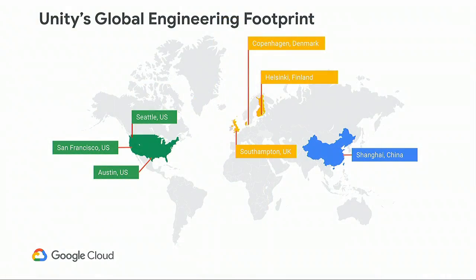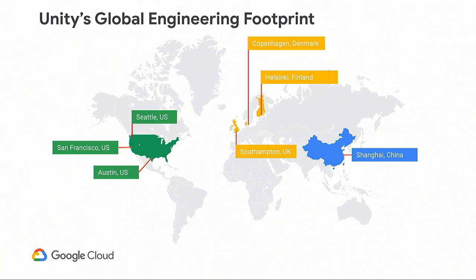But before all this magic actually happens, Unity had to get onto the Google Cloud Platform. And that's where the journey actually started. With the scale of Unity, we had to do this quick, and we had to get this right. Unity had offices across the globe, and the workloads running out of each of these offices had to be migrated onto Google Cloud Platform.